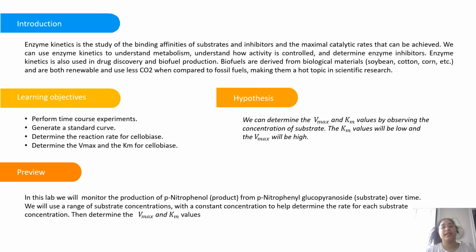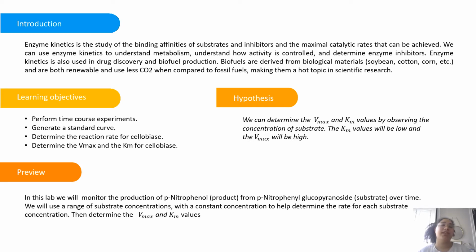Enzyme kinetics is the study of binding affinities of substrates and inhibitors and the maximal catalytic rates that can be achieved. We really want to study enzymes because maybe we can find a biofuel that is more efficient, that isn't a fossil fuel, that is renewable. What we want to learn to do today is perform time course experiments, make a standard curve from them, and determine the Km and Vmax values of a certain enzyme.